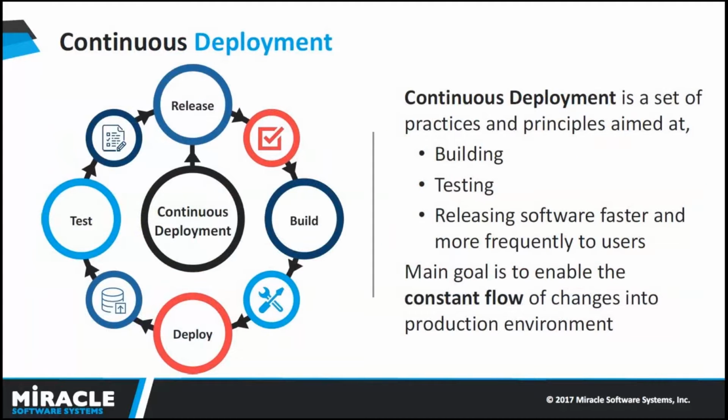Continuous deployment. Nowadays, continuous deployment is a hot buzzword in the DevOps community. It is a software strategy which enables the organization to deliver new features to users as fast as possible. The main goal is to enable the constant flow of changes into the production environment automatically.